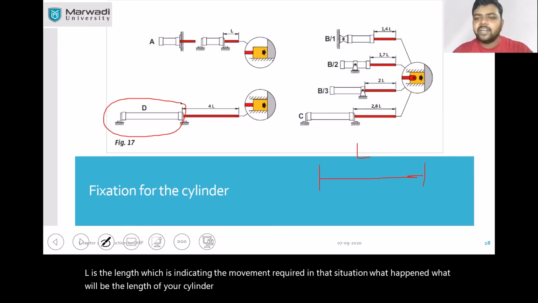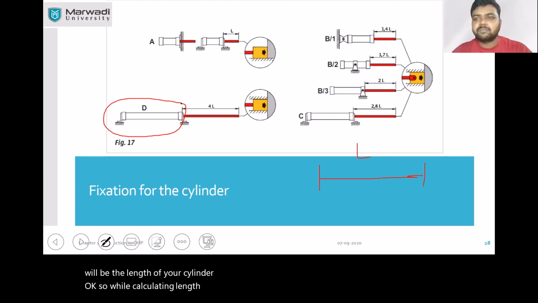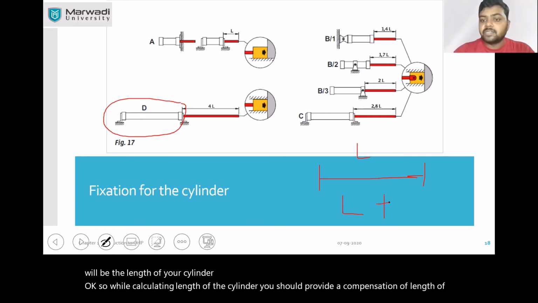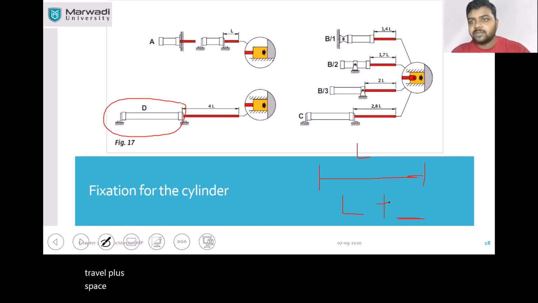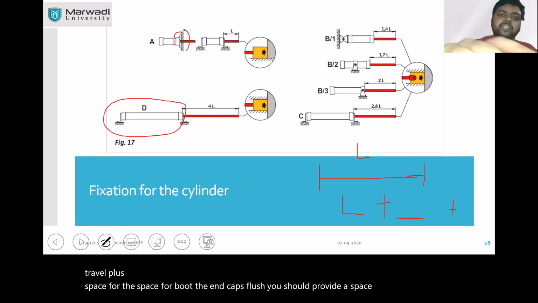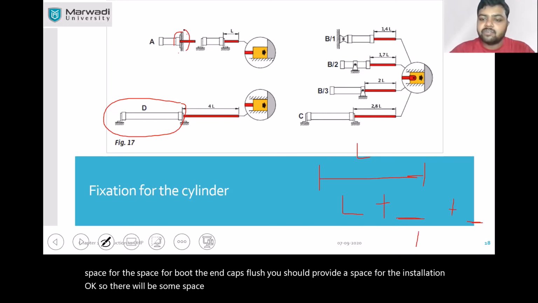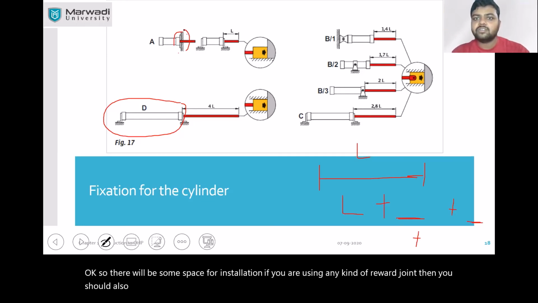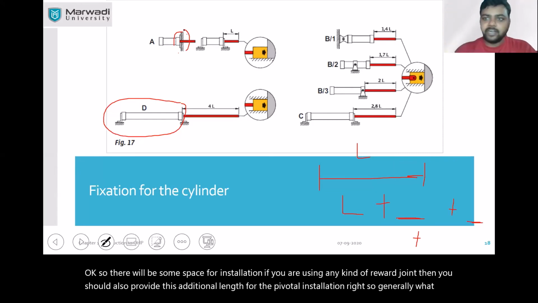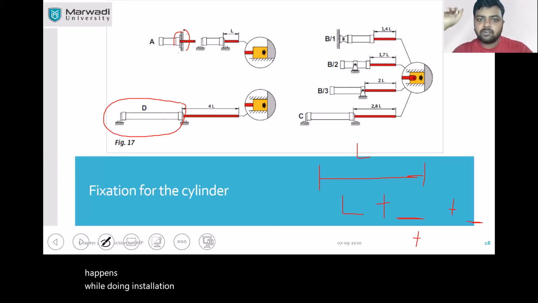While calculating the length of the cylinder, you should provide a compensation of length of travel plus space for both the end caps, plus you should provide a space for the installation. If you are using any kind of pivot joint, then you should also provide this additional length for the pivotal installation, right? So while doing installation of any cylinder, you have to consider all these joints.